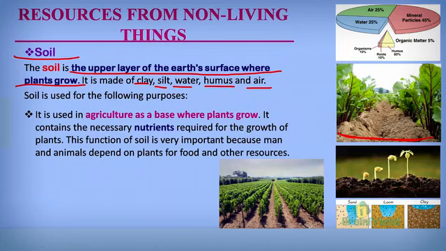Soil is used for various purposes by humans. It's used to meet human needs and wants. Let's see some of the uses of soil. Soil is used for agricultural purposes. It is used as a base where plants grow.